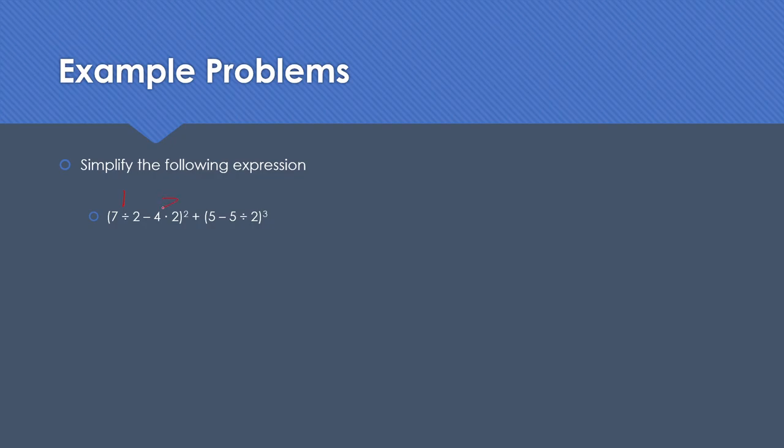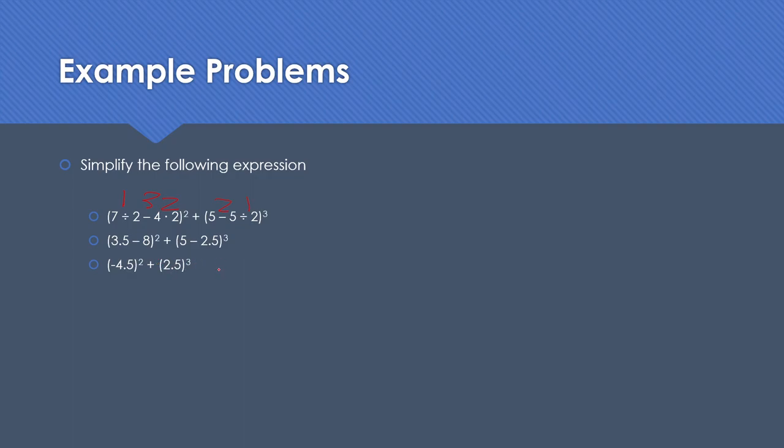Over here, we're going to do 7 divided by 2 minus 4 times 2. And then over here, 5 minus 5 divided by 2. So 3.5 minus 8 plus 5 minus 2.5. And now we'll do the addition and subtraction: minus 4.5 squared plus 2.5 cubed.